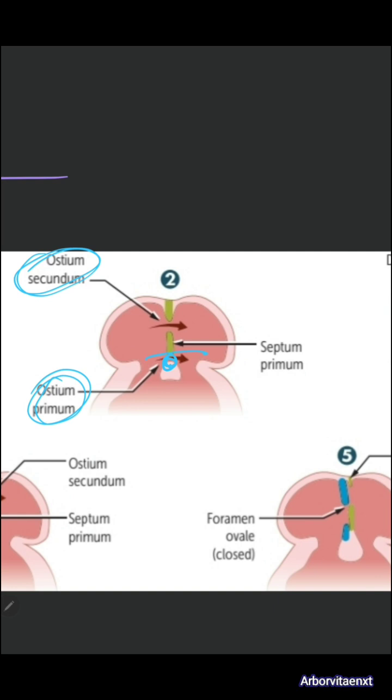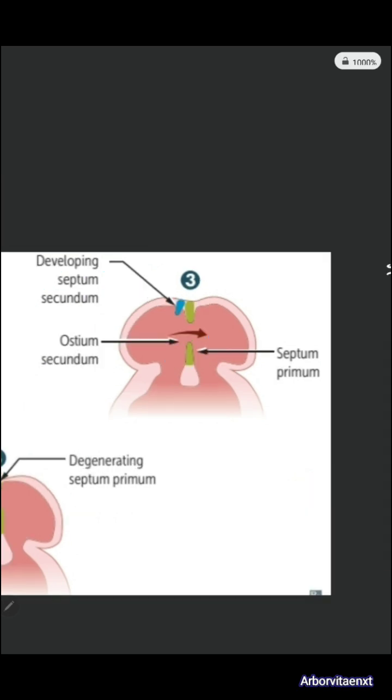Through this ostium primum and the secundum, there is a right to left shunt that is going on in the fetal circulation. Now in the third step, you can see the ostium primum which was there is now regressed because the septum primum has fused with the endocardial cushion, and you can see the ostium secundum is there which is maintaining the right to left shunt.